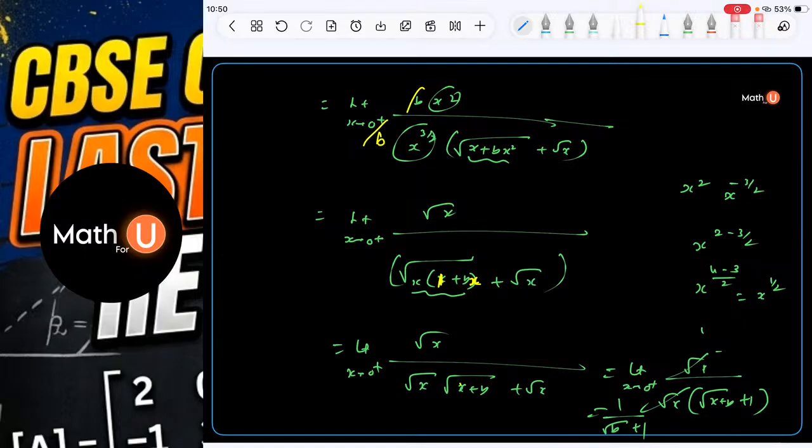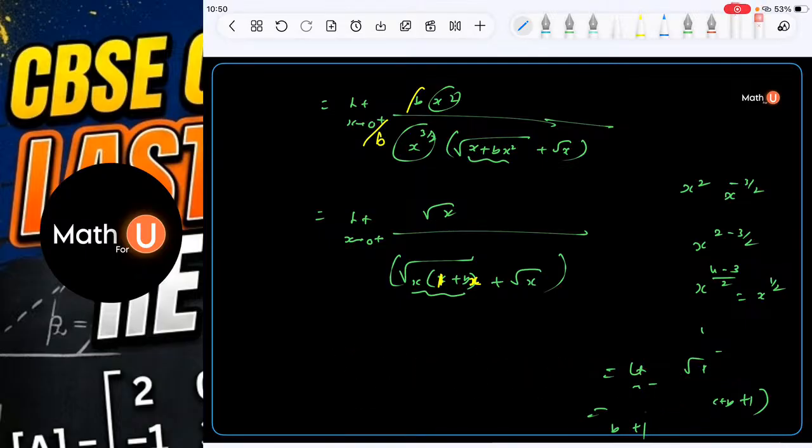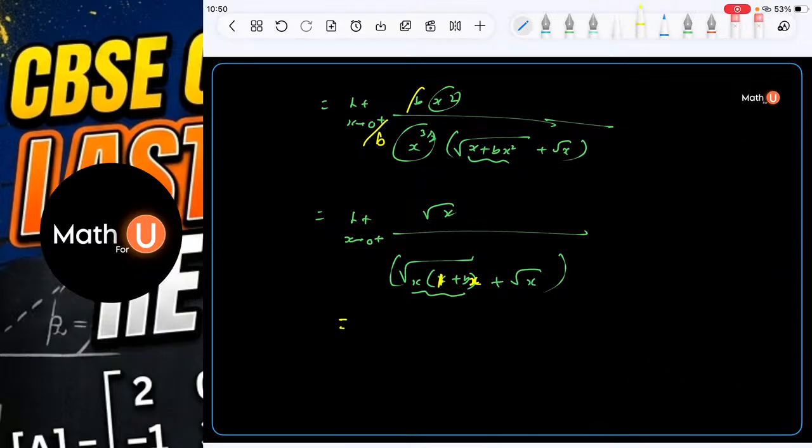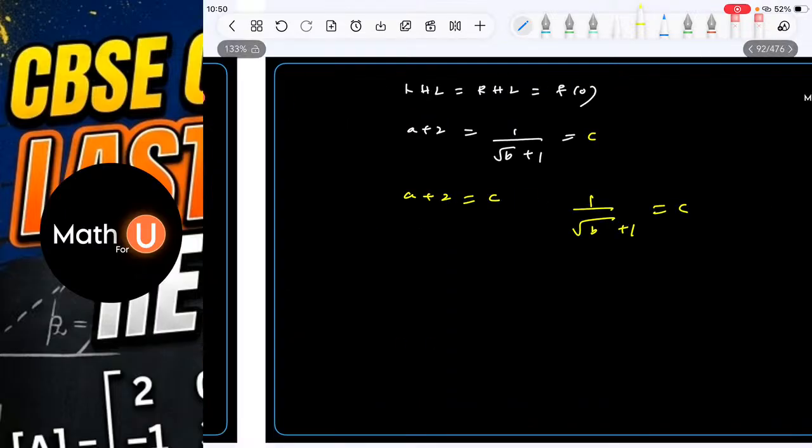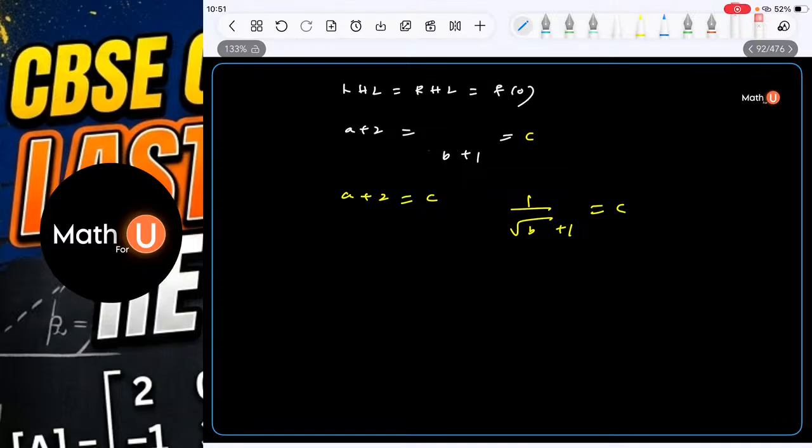Okay, this is actually 1 minus, we did a mistake here. Actually limit x tends to 0. After square root common gets cancelled, we get 1 by square root of 1 plus bx plus 1. Wherever the x is there, replace 0, we get 1 by square root of 1 plus 1, nothing but 1 by 2. Actually RHL we get 1 by 2.